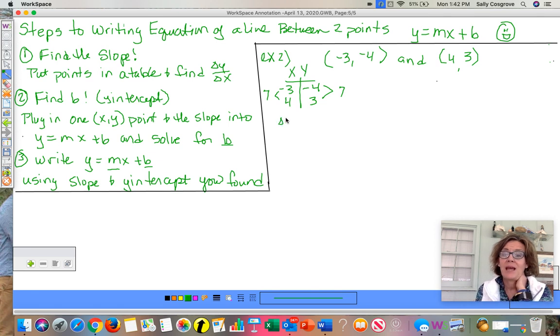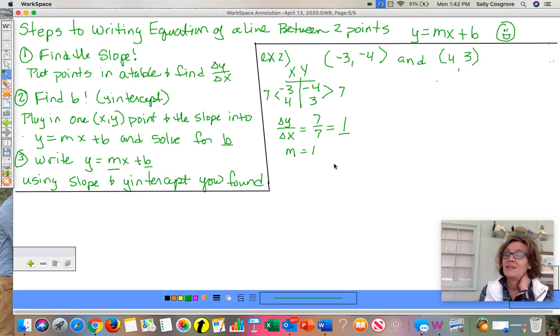So what do we have? Our change in y divided by our change in x. The change in y is 7. The change in x is 7. 7 divided by 7 is 1. So we found our slope. Our slope, or our rate of change, is 1. So that's what that is.